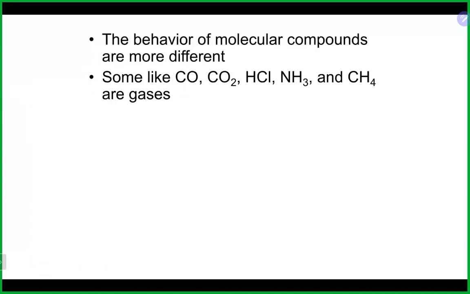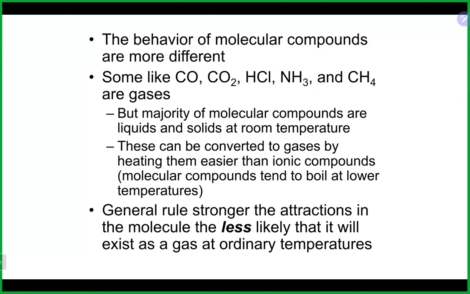Now, the behavior of molecular compounds, which are guys that share electrons, is a little bit different. There are certain compounds that are gases straight up, like carbon monoxide, carbon dioxide, hydrogen chloride gas, ammonia, which is NH3, and methane. Those are all gases. The difference is, though, a good majority of molecular compounds, which again are these guys that have covalent bonds, typically are liquids or solids at room temperature. But one of the major differences between a molecular compound and an ionic compound is it is much, much easier to turn a molecular compound into a gas than an ionic compound.